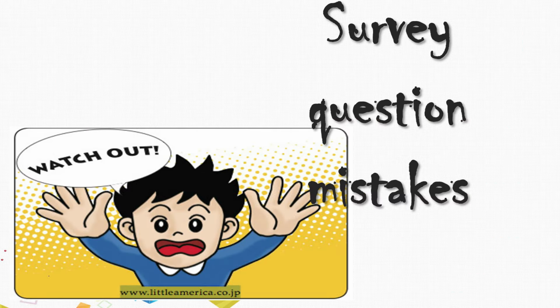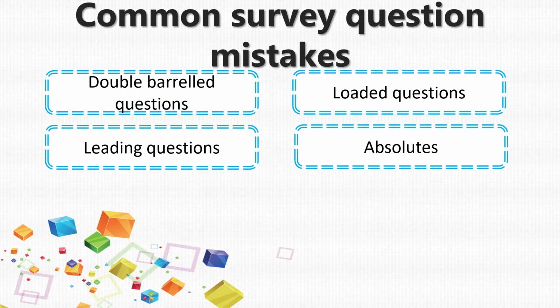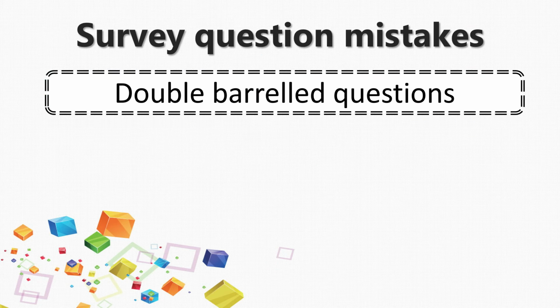So let's now take a look at some of the common survey question mistakes, especially if you are making your own. So if you're coming up with a researcher-made questionnaire, please be cautious of the following common survey question mistakes. We categorize them into four. There could be double-barreled questions, leading questions, loaded questions, and absolutes. So let's try to illustrate what these are.